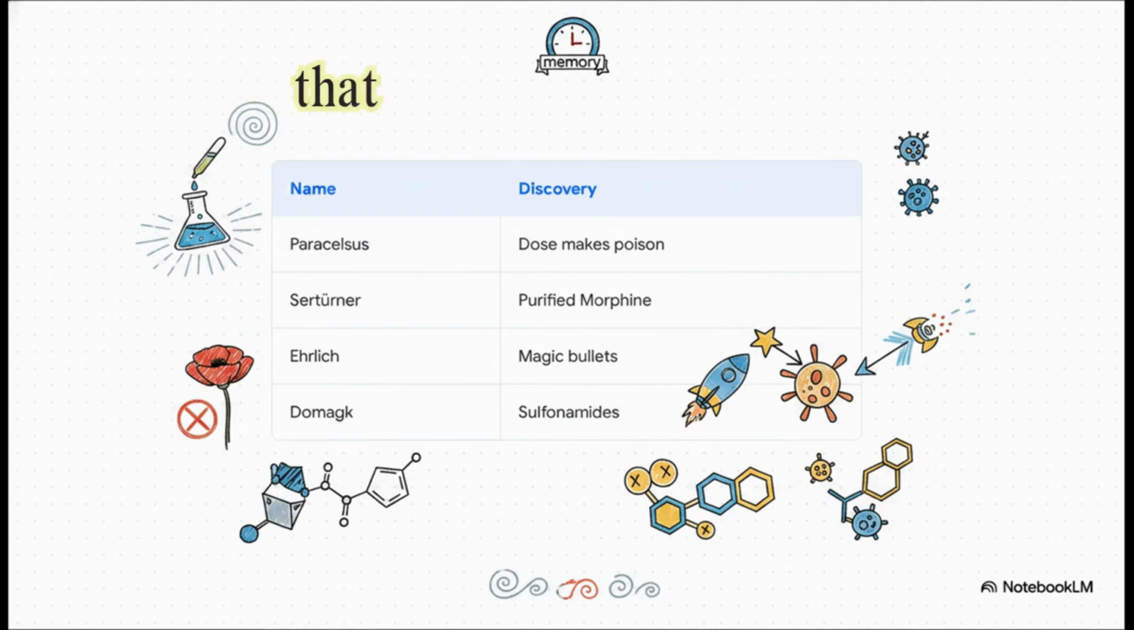Paracelsus gave us the concept that the dose makes the poison. Sertürner proved chemical causality by purifying morphine back in 1805. Ehrlich conceptualized targeted therapy with his magic bullets and arsenicals for syphilis. And Domagk ushered in the whole antibacterial era with sulfonamides in 1935. Commit these 4 names and their discoveries to your long-term memory.